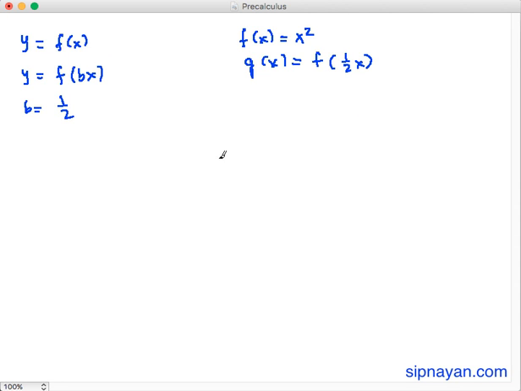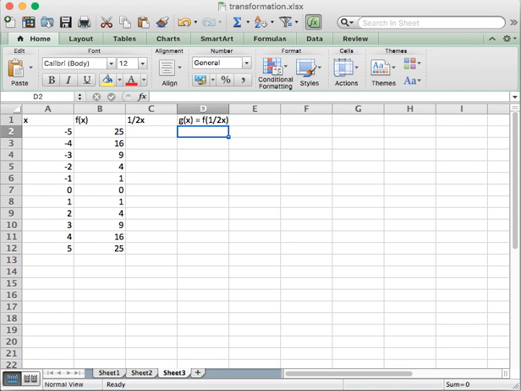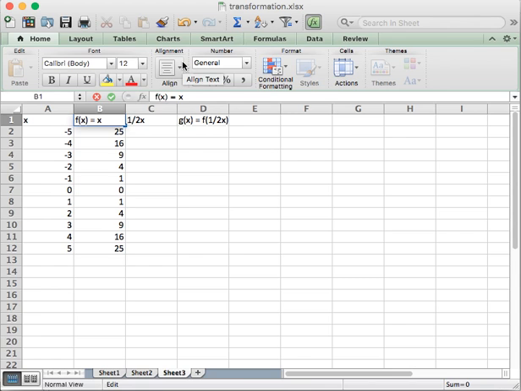In the previous video, we made a table because it is a bit hard to visualize. So we will make a table first, and to make it easier, let's use Microsoft Excel. Just like in the previous video, here we have the value of x from -5 to 5. Then our f of x, which is equal to x squared.